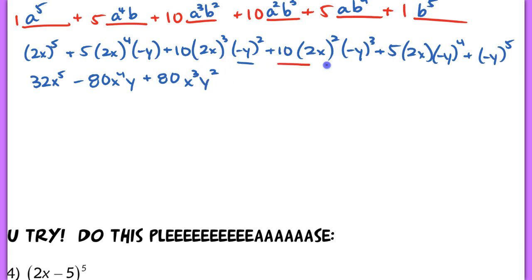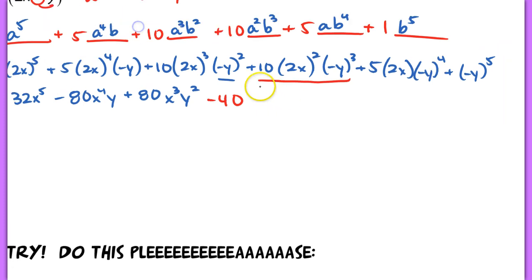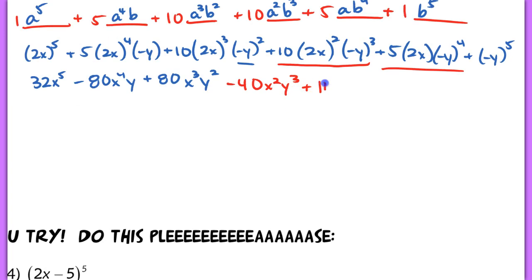Alright, I'm going to switch colors here. Next term, 10 times 2 squared is 4x squared times this time here. Negative y cubed is equivalent to negative y cubed. So this negative will change the entire quantity here to a negative 40. Negative 40 x squared y cubed. Okay, then I have my second to last term here. Plus 5 times 2x times positive y to the fourth, which will simplify to 10x y to the fourth. And finally, that negative y to the fifth is going to become negative y to the fifth.